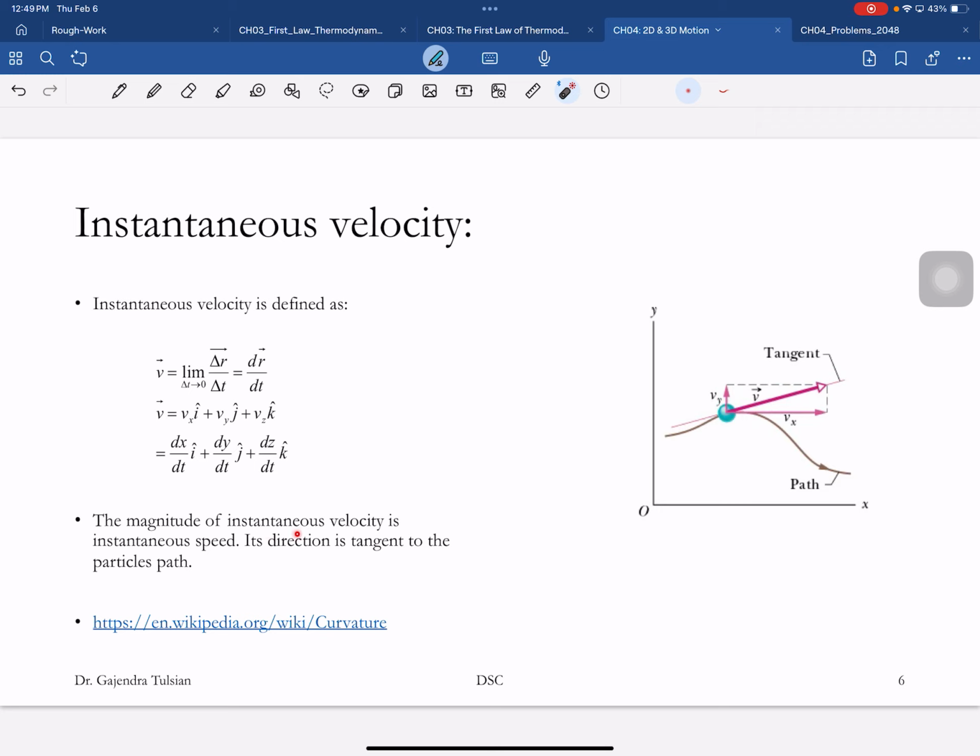The magnitude of the instantaneous velocity. What do you mean by the magnitude of the instantaneous velocity? The magnitude of this vector, which gives you the length of this vector, is your speed at that instant. That's what your speedometer tells you in your car. That's your speed at that instant. So the direction is tangent to the path.